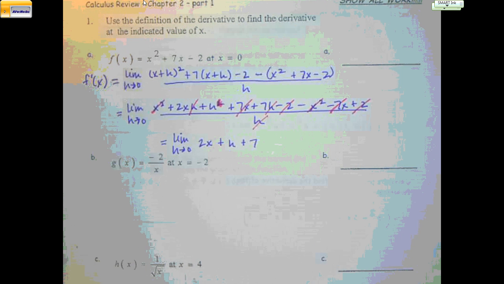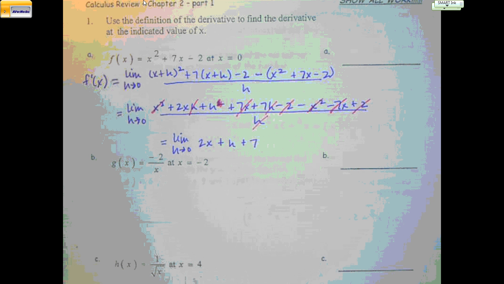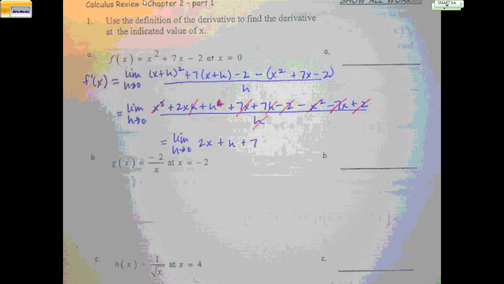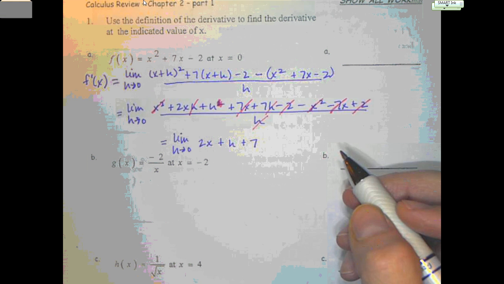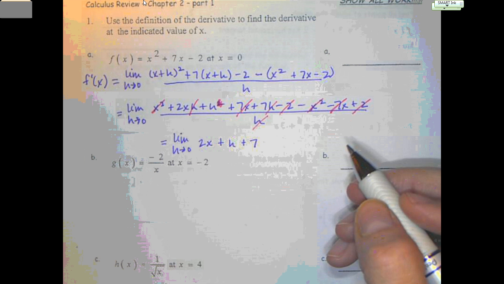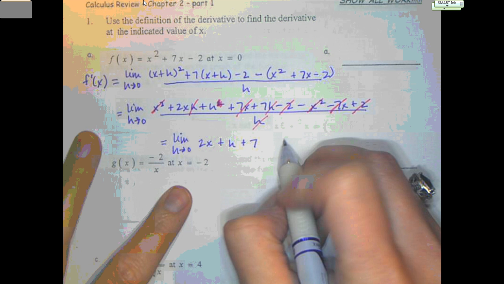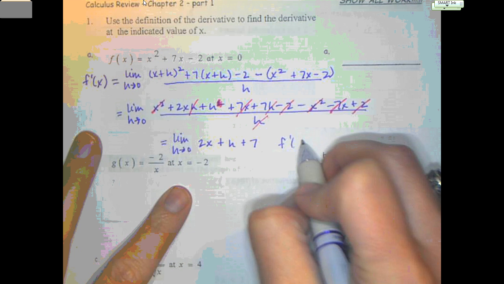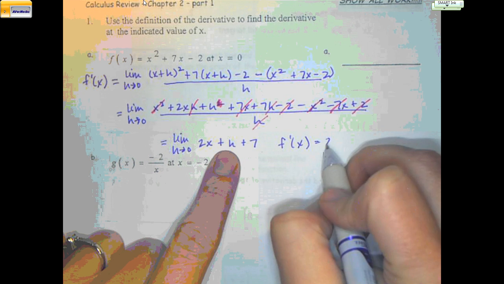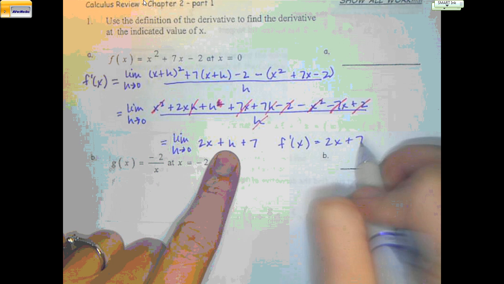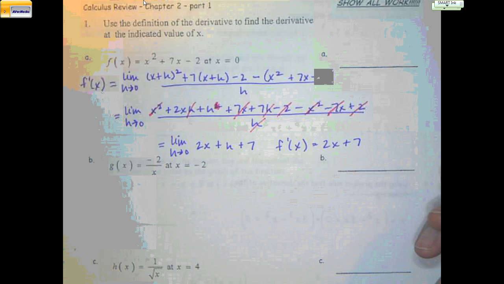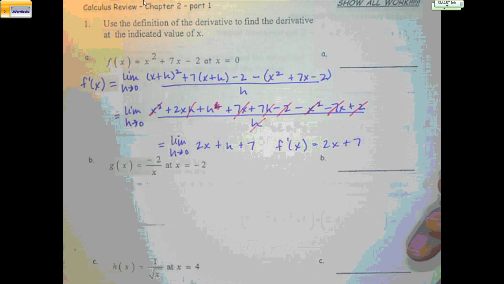I see it. Now what do we do? Now you can plug your 0 in for h. And that is what makes it no longer a limit problem. The derivative is what we get when we plug the 0 into h. We're approaching 2x plus 7. And that is a fancy formula to find the slope for any tangent line on that function.